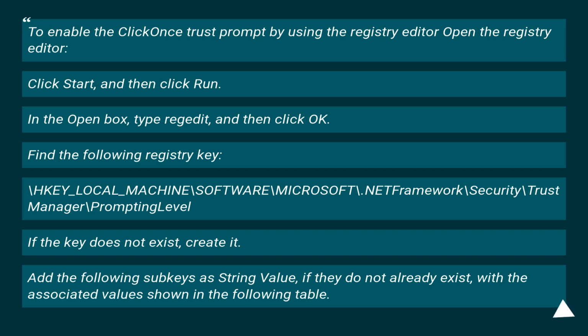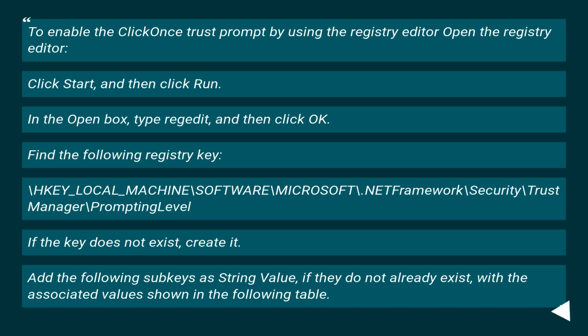To enable the ClickOnce trust prompt by using the registry editor, open the registry editor. Click Start, and then click Run. In the open box, type regedit, and then click OK. Find the following registry key: HKEY_LOCAL_MACHINE\SOFTWARE\Microsoft\.NETFramework\Security\TrustManager\PromptingLevel. If the key does not exist, create it.